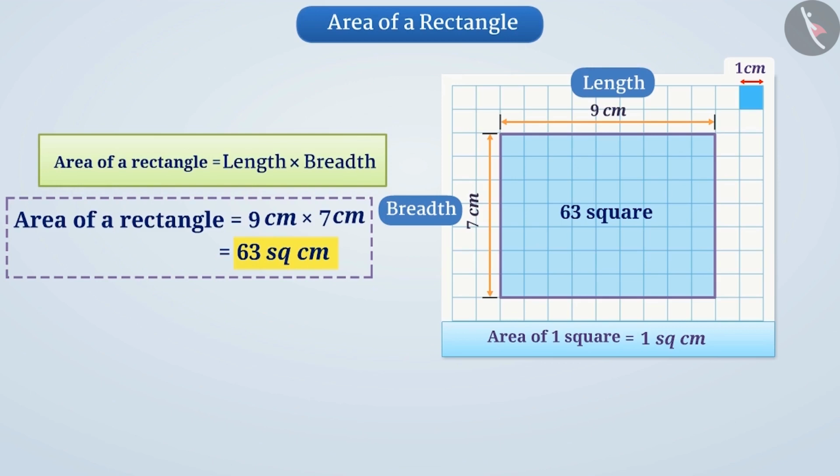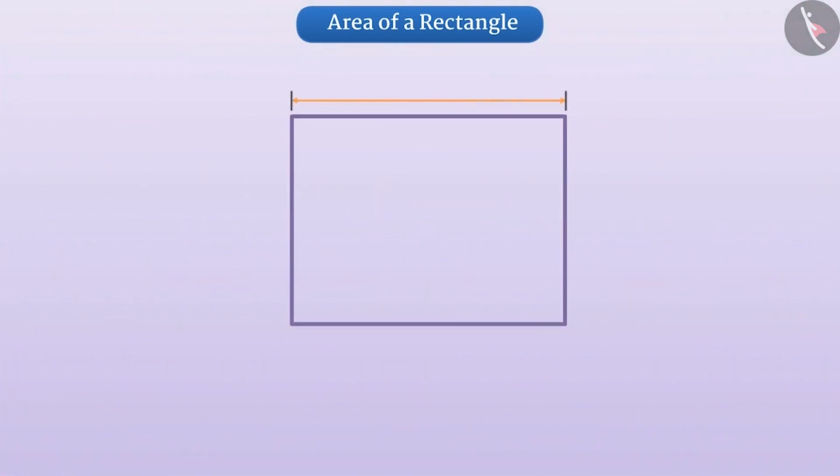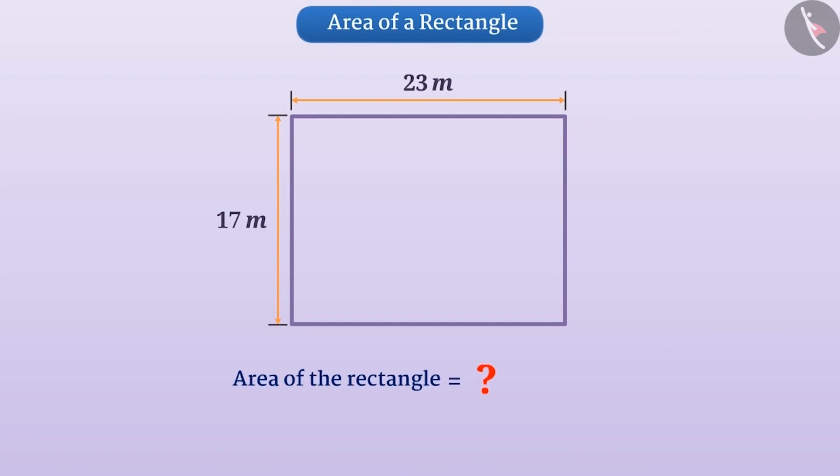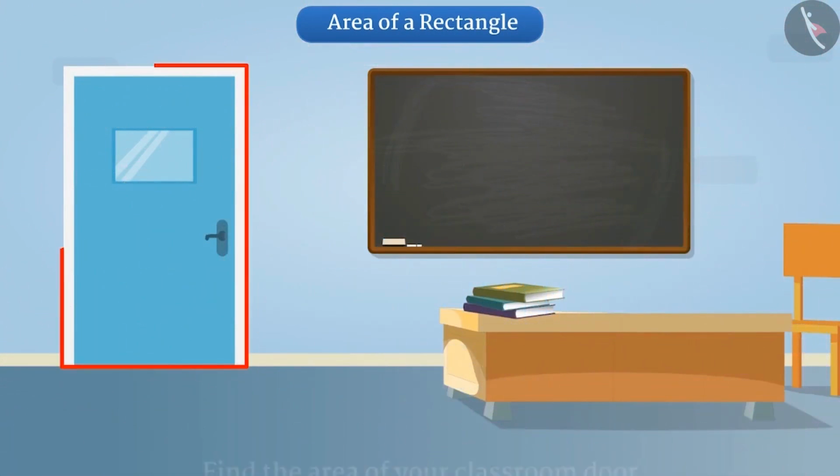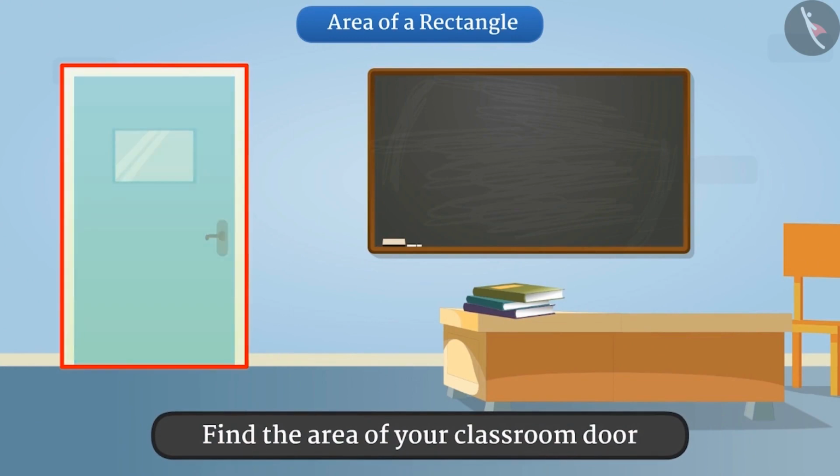So, can you tell us what will be the area of a rectangle whose length is 23 meter and breadth is 17 meter? Pause the video and find out. If your result is 391 square meter, it means you are well versed with the concept of area of a rectangle. Now, find the area of the door of your classroom.